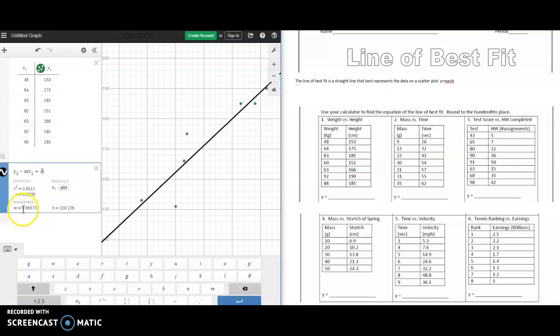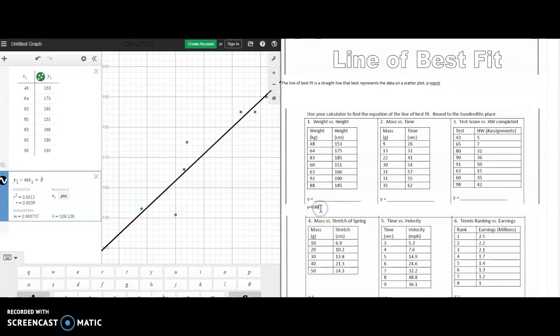What's your m? Your m is 0.885757, and your b is 109.128. So that's what we're going to write over here on my sheet. So I'm putting in the equation y equals 0.88 because my m is 0.88. However, the worksheet does say round to the nearest hundredth. So I'm looking at this 5. The 5 bumps up the 8, so I'm going to get rid of the 8. I'm going to put in 9. And then your x comes next because it's mx. The x goes beside the slope. Plus your b. Your b is 109.13 because the 8 bumps up the 2.